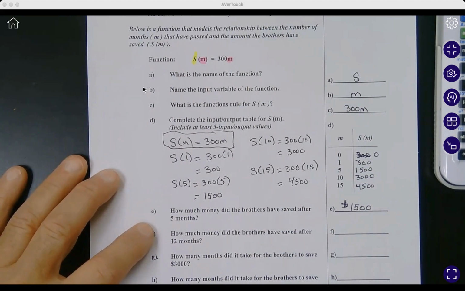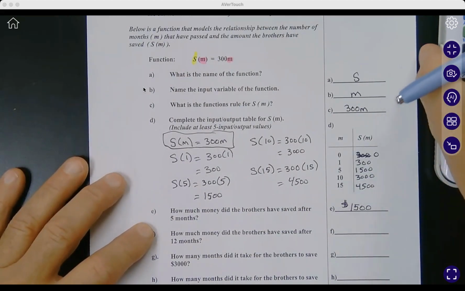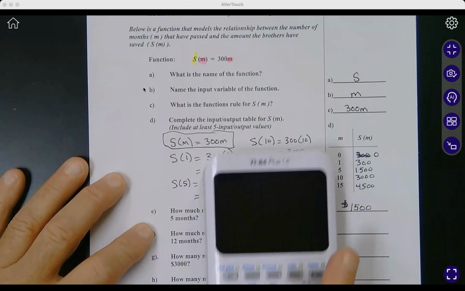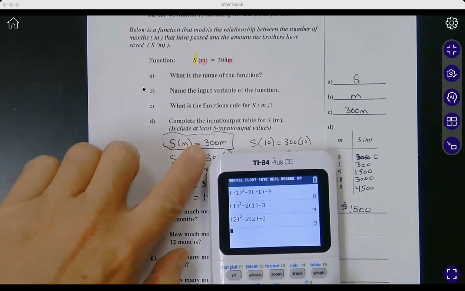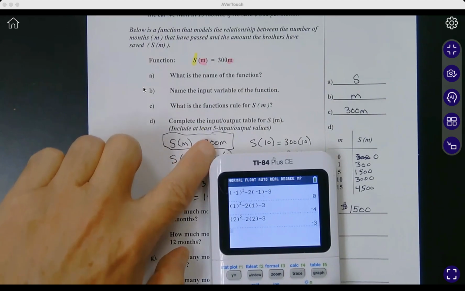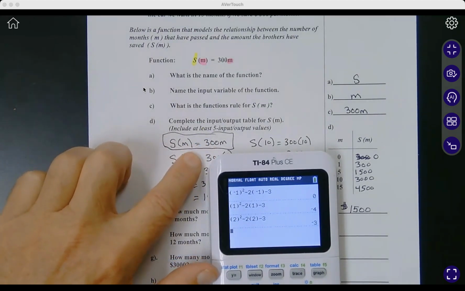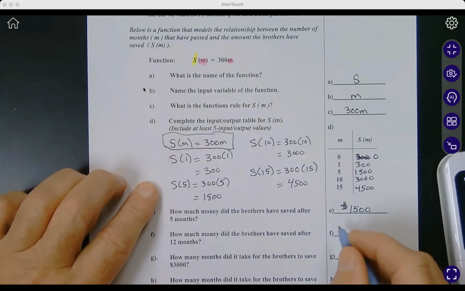How much money did the brothers have saved after 12 months? Well, I'm going to have to figure that out. But what I know is that every month we save 300, and if I put the number of months in for the input variable M, that will give me the output amount that they're asking me. So after 12 months, there will be $3,600 in the account.